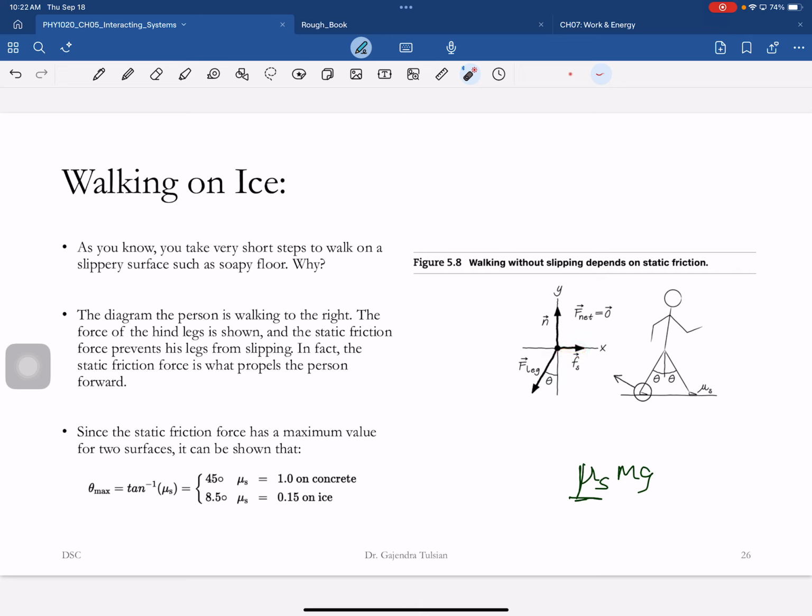So when this is small, like when you're walking on ice, this angle has to be small. When you're walking on ice, the maximum you can have is 8.5 degrees, and that's the small steps. If you walk on concrete, this can be 45 degrees. You can walk like that.